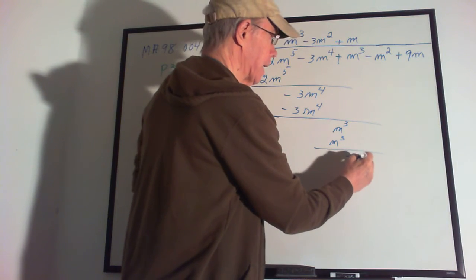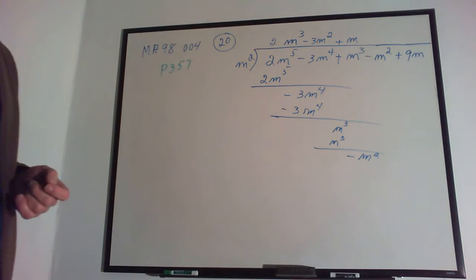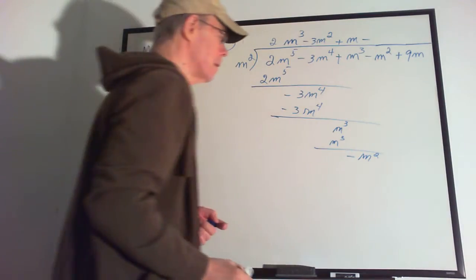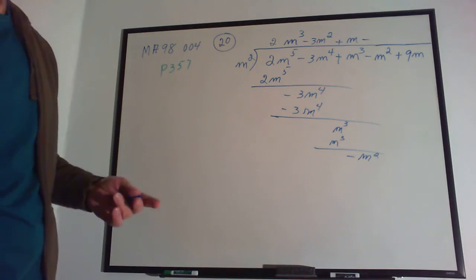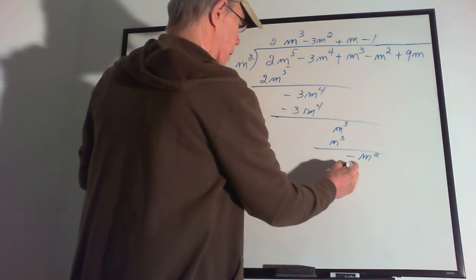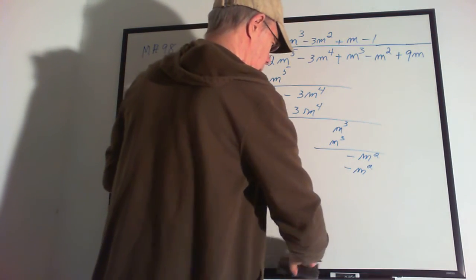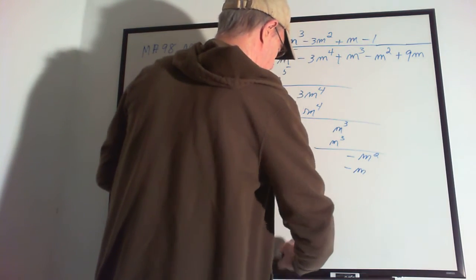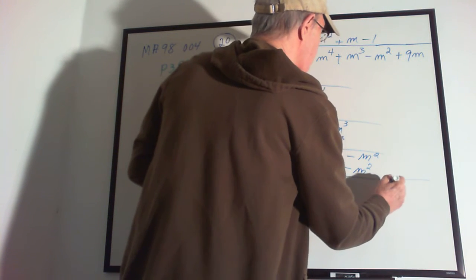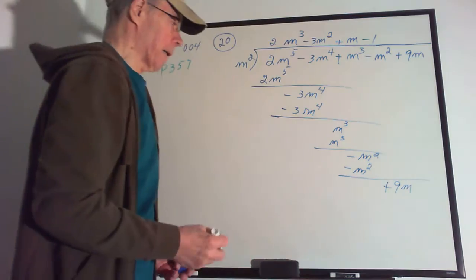Bring down the negative m squared. Negative divided by a negative is going to give me a negative. M squared divided by m squared is 1. 1 times that will give me a negative m squared. Let me make that look like a square. Subtract them, I get 0.